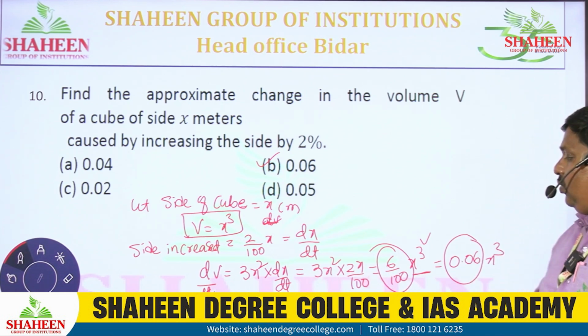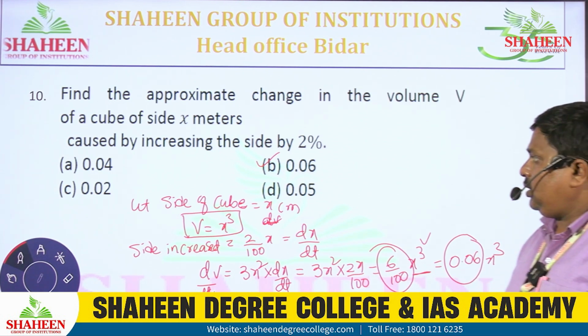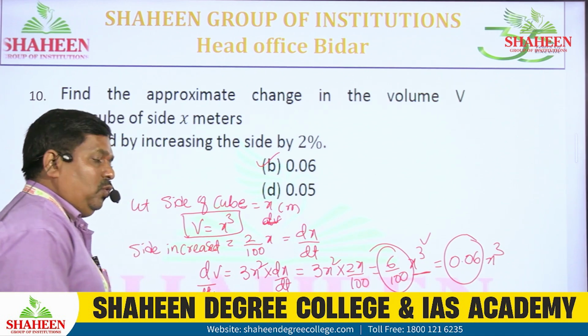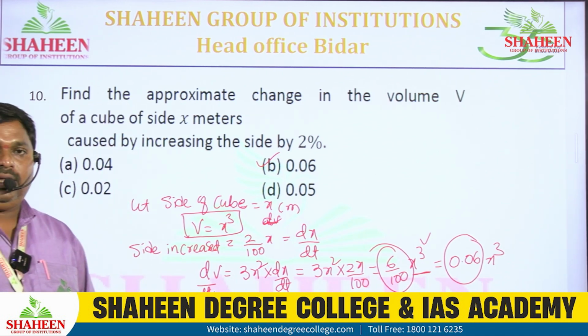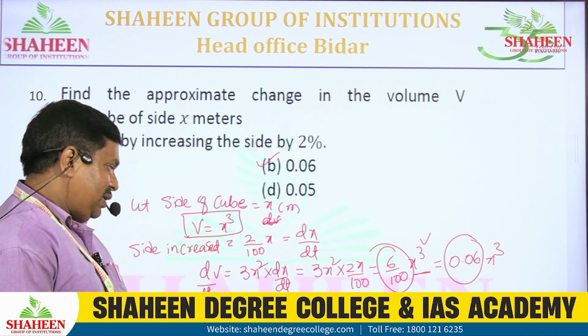Now the resulting volume is 0.06 x cubed, meaning 0.06 times the volume increases here. Understood? If the side is increased by 2%, then the volume of the cube increases by 0.06 times.